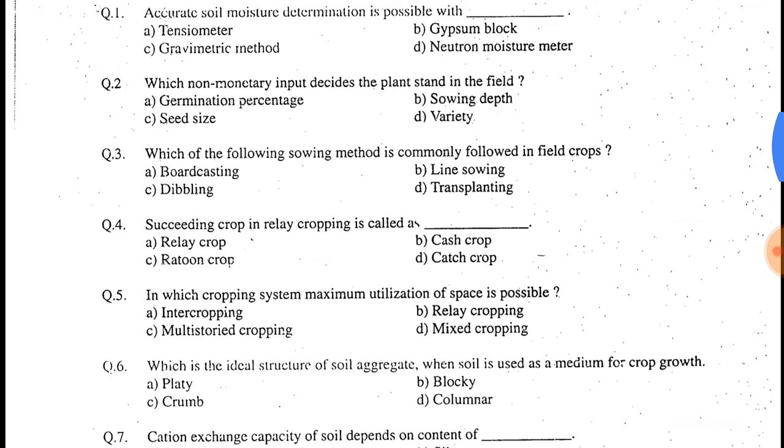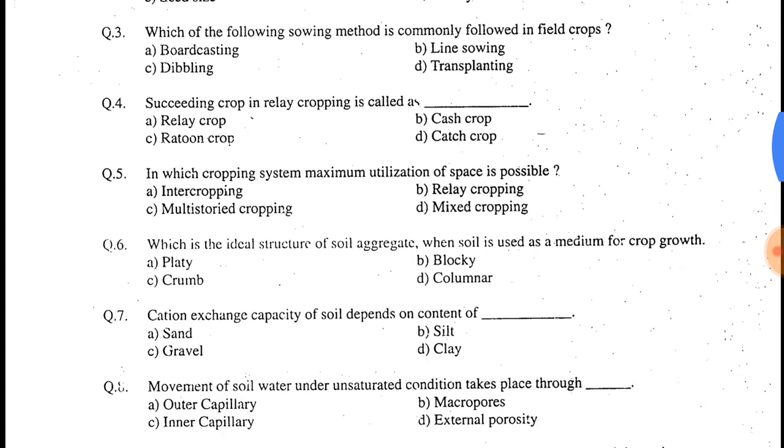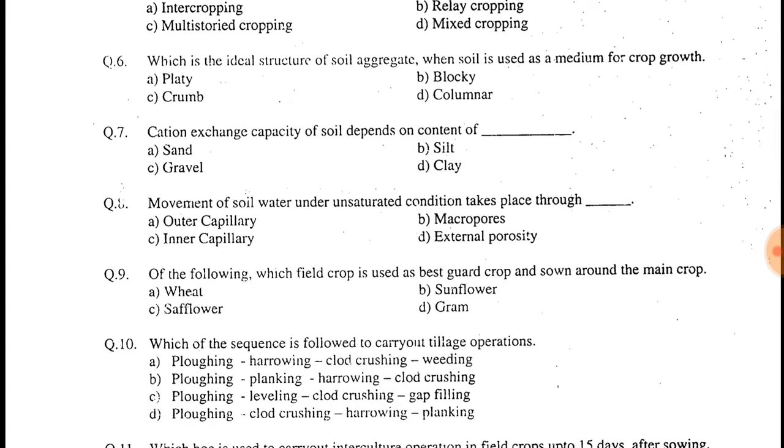Question number 6. Which is the ideal structure of soil aggregate when soil is used as a medium for crop growth? Crumb. Question number 7. Cation exchange capacity of soil depends on content of clay. Question number 8. Movement of soil water under unsaturated condition takes place through inner capillary.